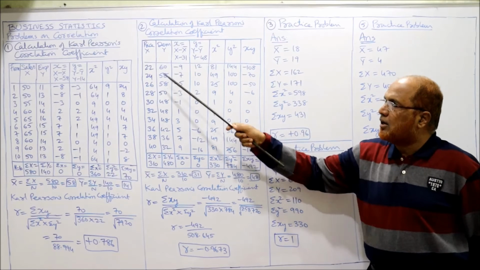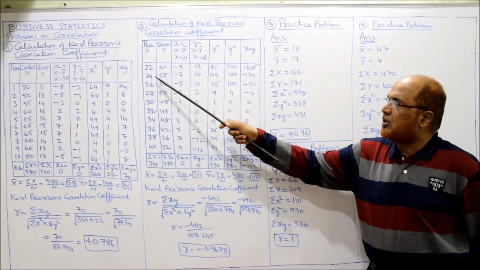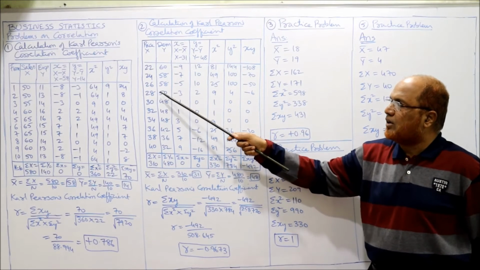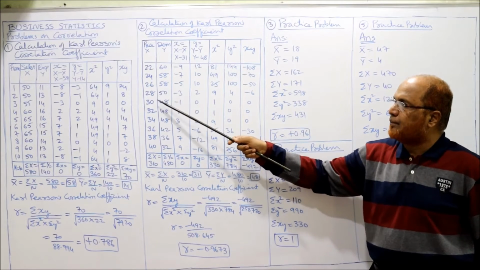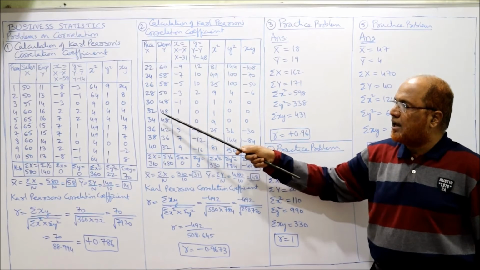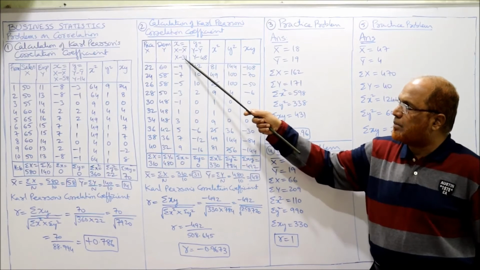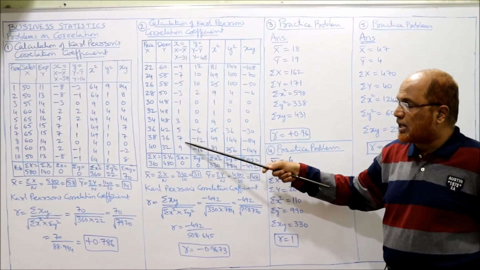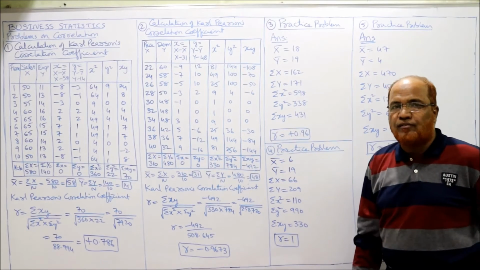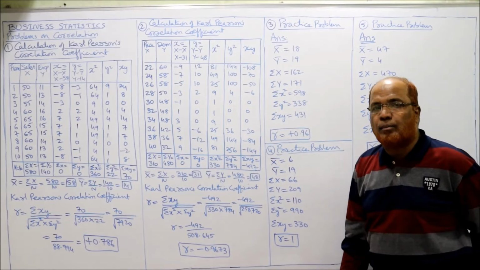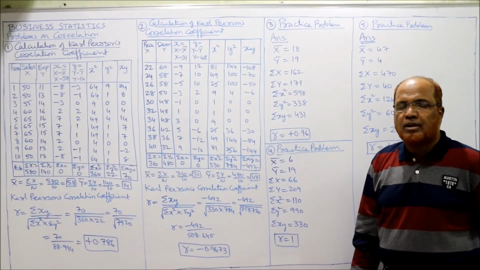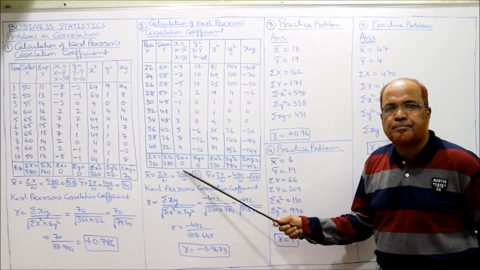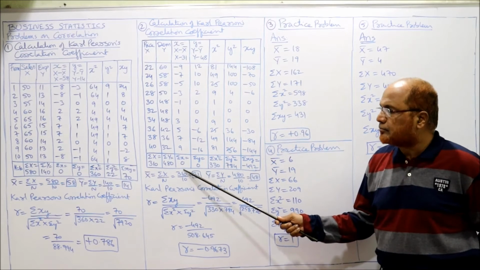X values are here. 22 minus 31, minus 9; 24 minus 31, minus 7; 26 minus 31, minus 5; 28 minus 31, minus 3; 30 minus 31, minus 1. Like this, ये पूरे x के values में से minus 31 कर देंगे तो ये values आ जाएगा. और ये total कर लेना. We have to check whether we are getting 0 or not. If you are not getting 0, that means you have committed a mistake, right? If you got the 0, that means your calculations are perfect. Then you can go ahead.